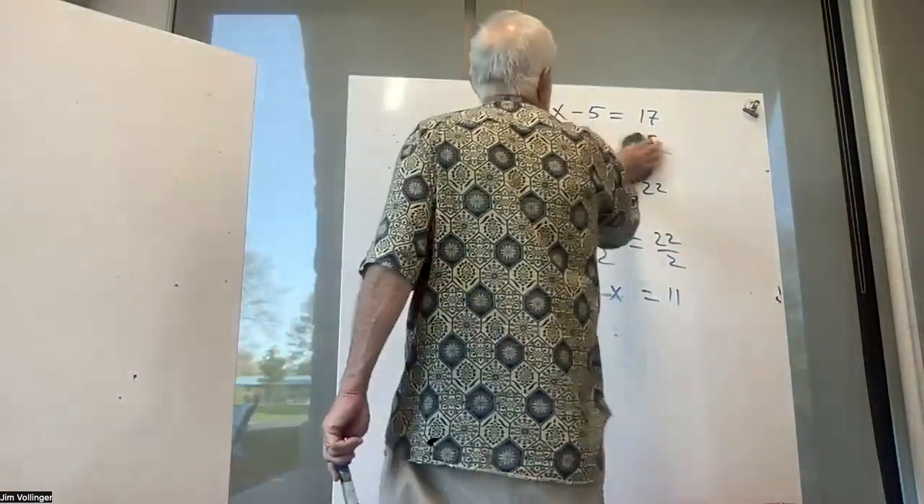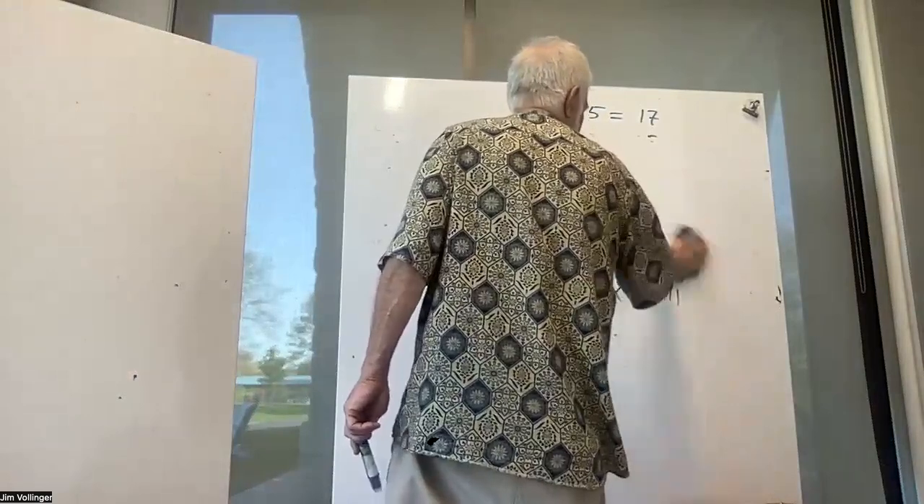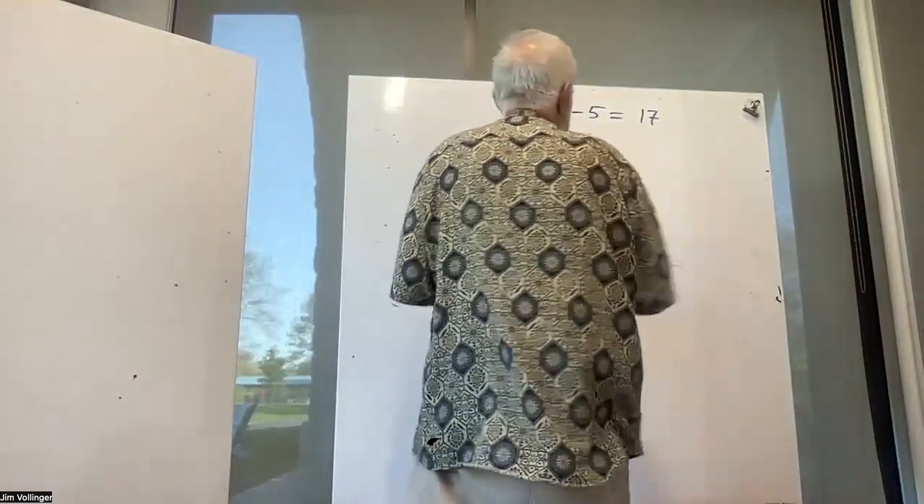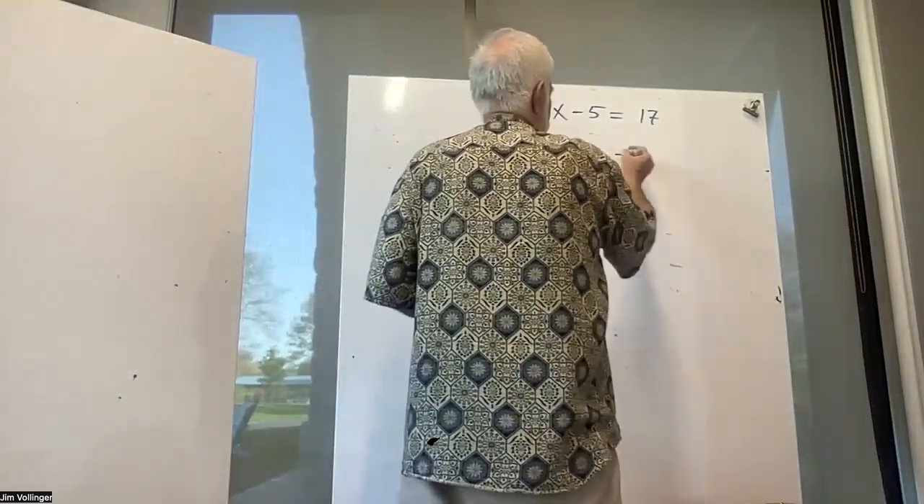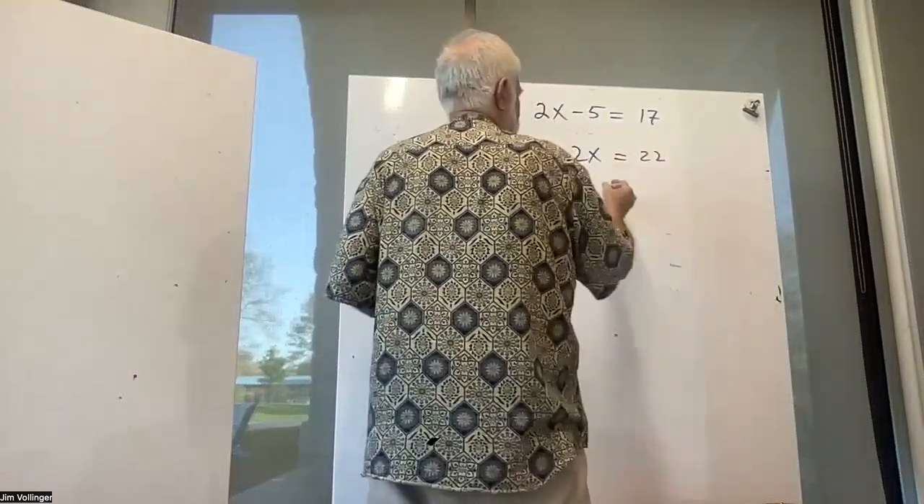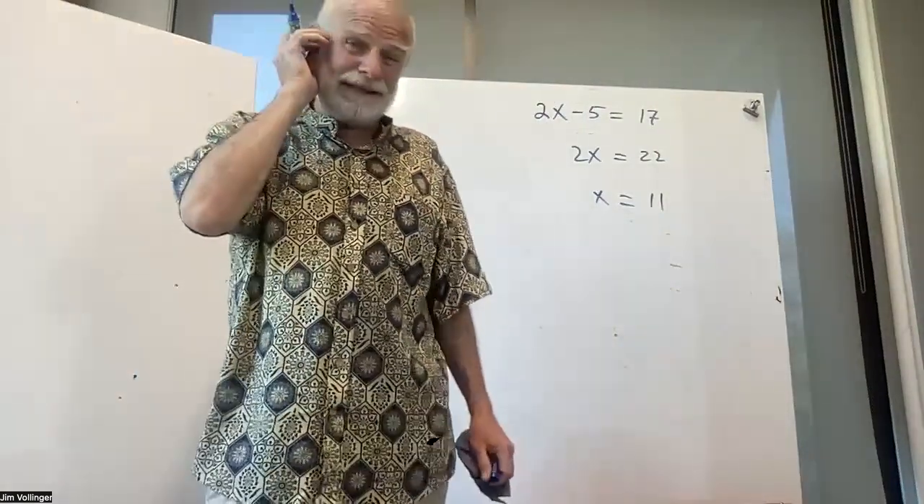I know that 2x has to equal 22. So why can't I just say 2x equals 22, and I know 2 times something equals 22 is 11. Why can't I just do that? And quite frankly, I was on his side.